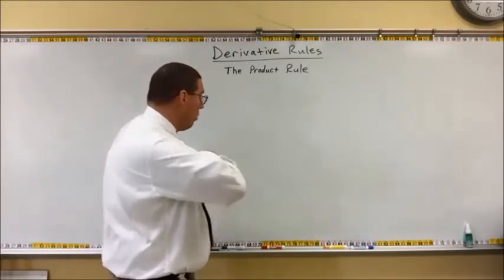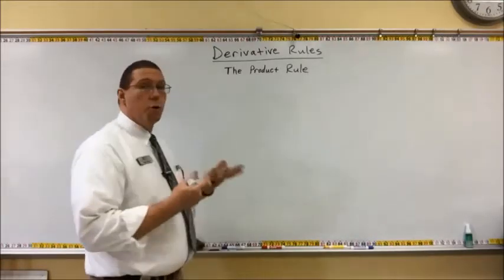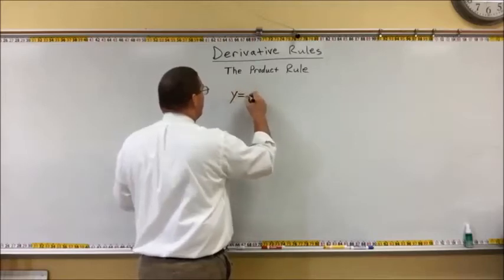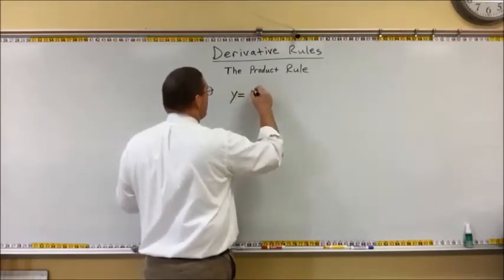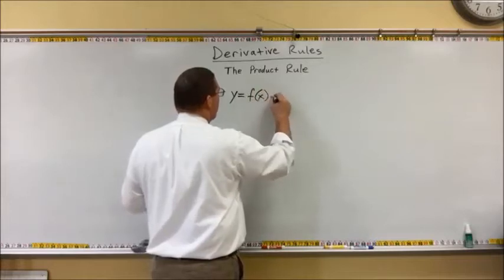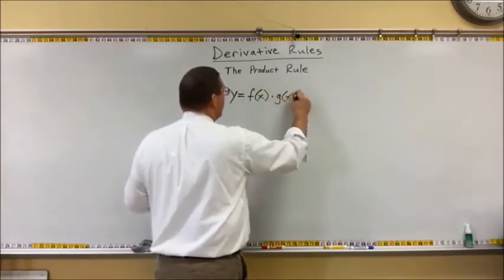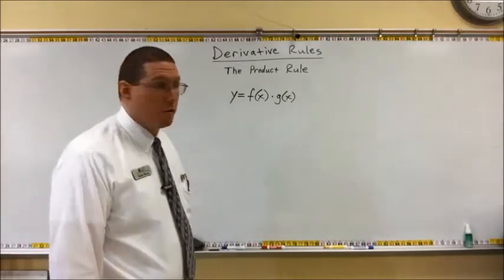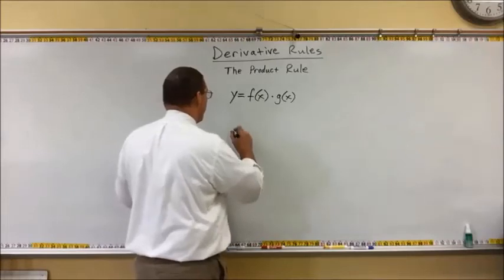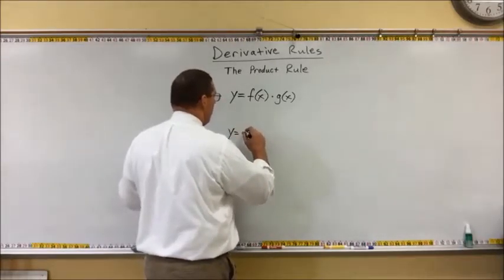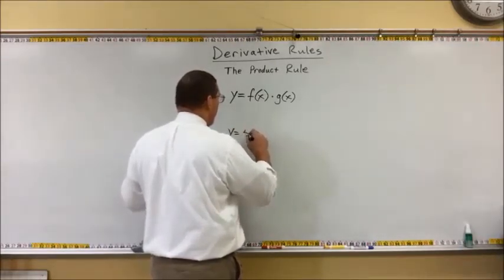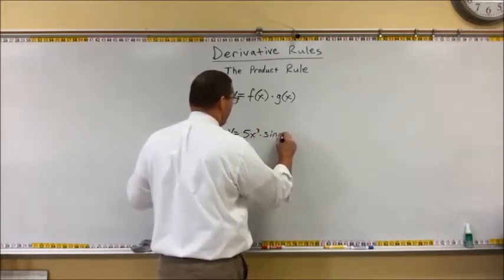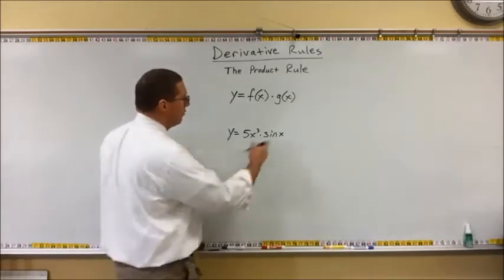Now, the product rule is basically a situation where your function, whatever function you're dealing with, is the product of two functions. So you might have y is equal to the function f of x times the function g of x. Oftentimes, this will be the way that you see it in a calculus textbook. An example of this would be something like y is equal to, let's say, 5x to the third power times sine of x, okay?